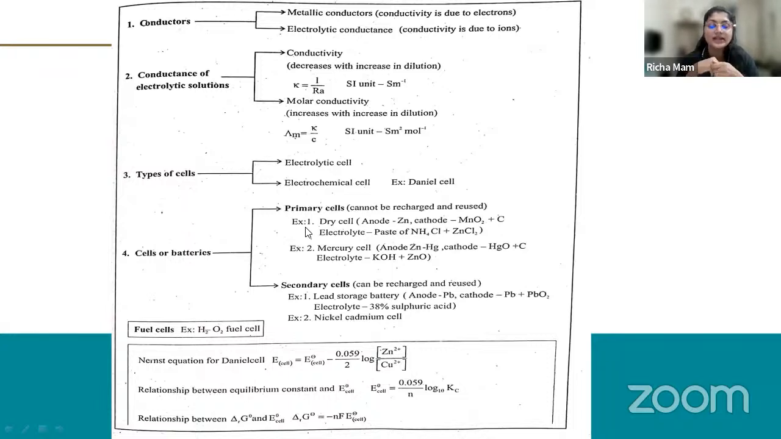It is called the electrochemical cell. The best example of an electrochemical cell is the Daniell cell. Remember this: for the electrochemical cell, the best example is the Daniell cell. The construction and working of the Daniell cell is asked, so we will be seeing it later.